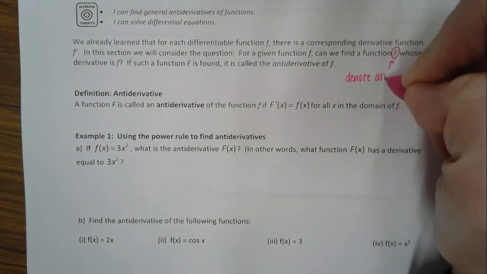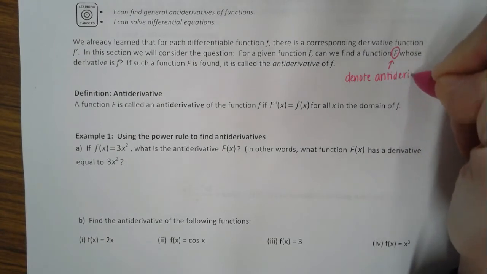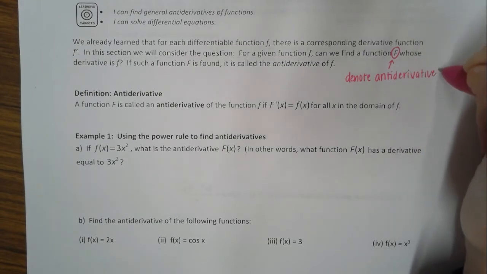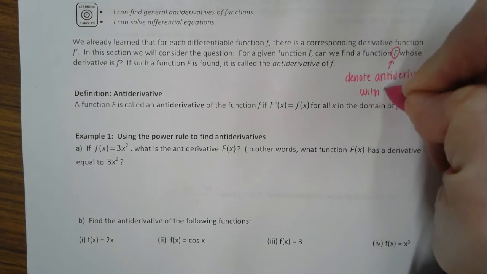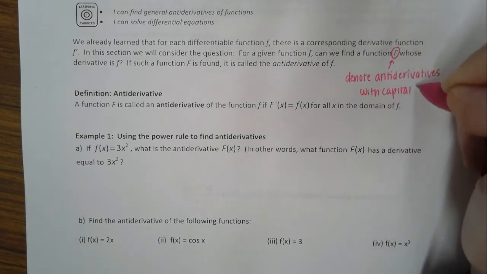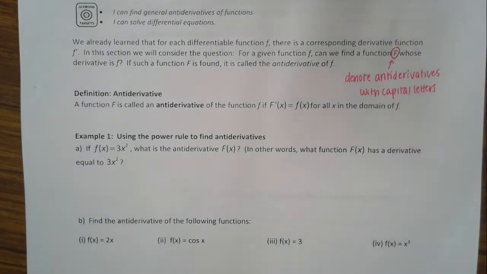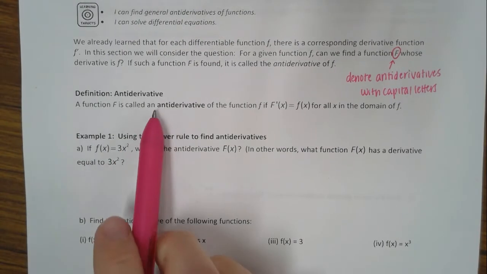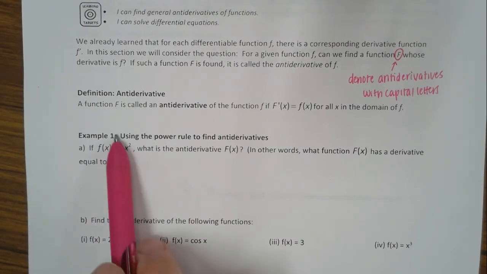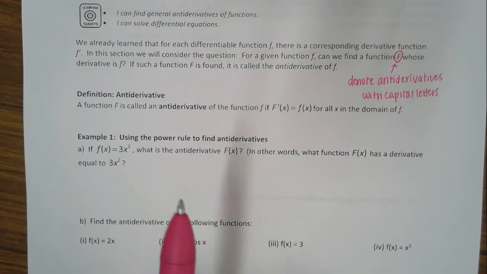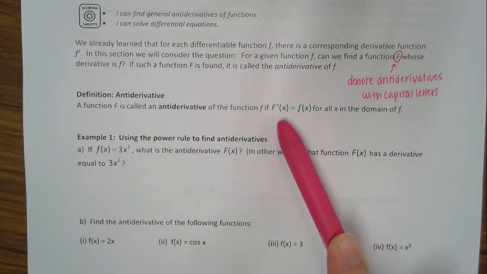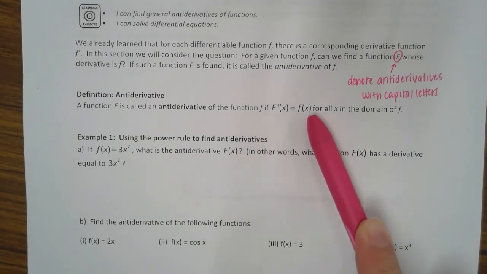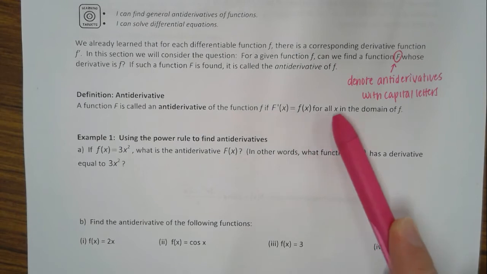So we denote antiderivatives with capital letters. And I want to talk a little bit about the definition, but then we'll look at an example to see what this means because it's a little bit wordy. But a function capital F is called an antiderivative if the derivative of big F is equal to the original function for all x in the domain of F.